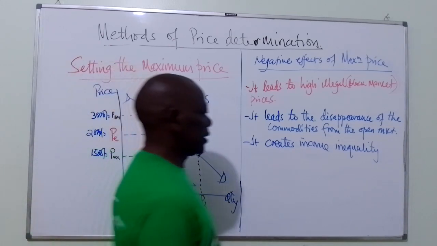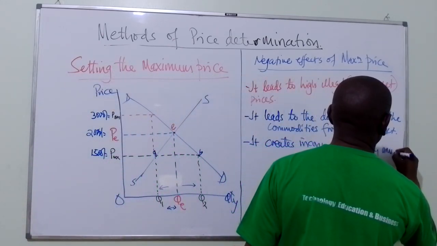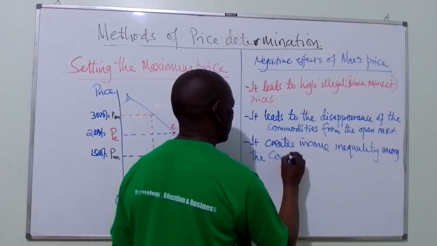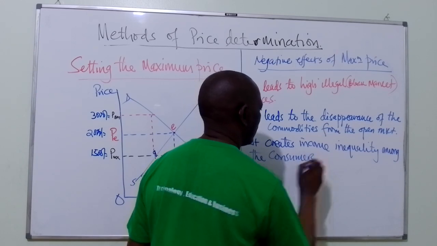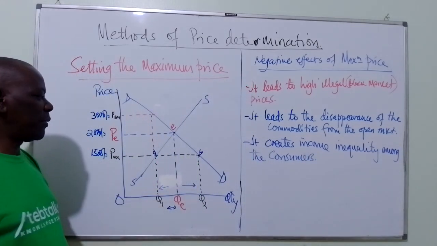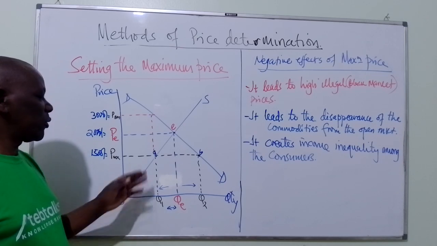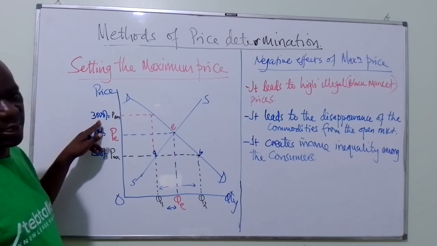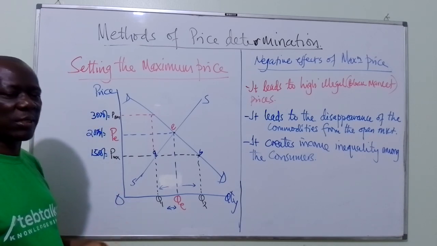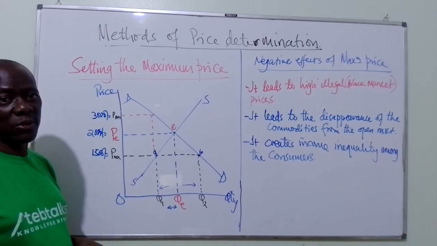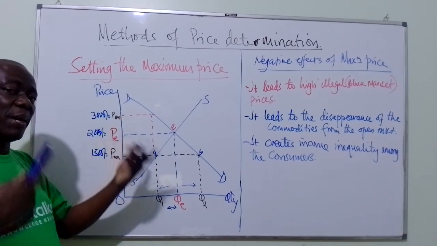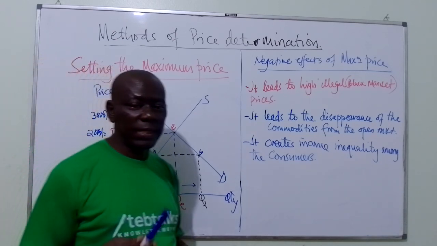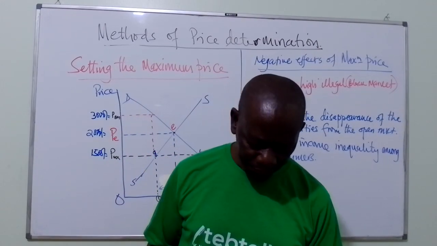It creates income inequality among the consumers. Why? People who have the money need the sugar. So the little income that you have, say you had 10,000, now you are buying the sugar at 6,000. When you buy 2 kilograms, that means 6,000, and that reduces your income. Whereas those who have the money will not feel it. So the income gap is going to increase, and that is dangerous for an economy.